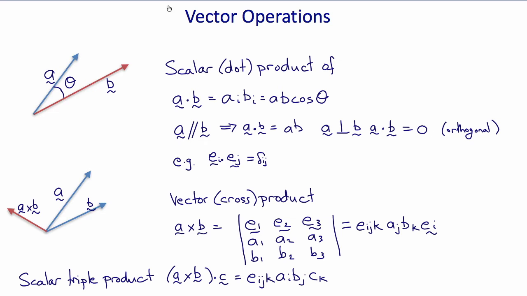Note that all of the indices here are dummy indices or repeated indices, so that there's no free index, and therefore the result is a scalar, which we would deduce because the cross product is a vector, and a vector dotted with another vector is a scalar.